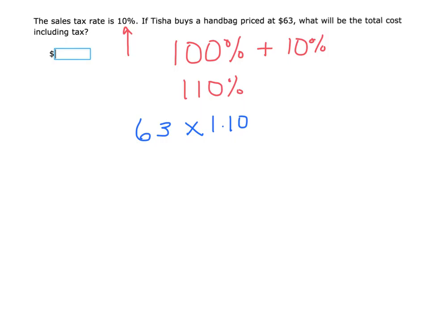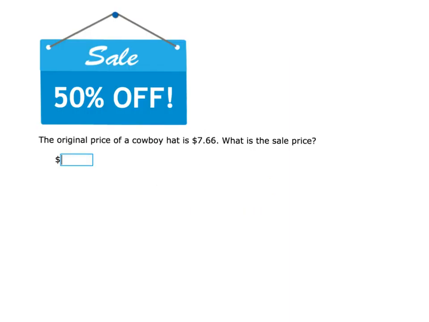And I'm going to pause here. Go ahead and take a guess. What's a good estimate for the total cost here with tax? Turns out the total cost is $69.30.